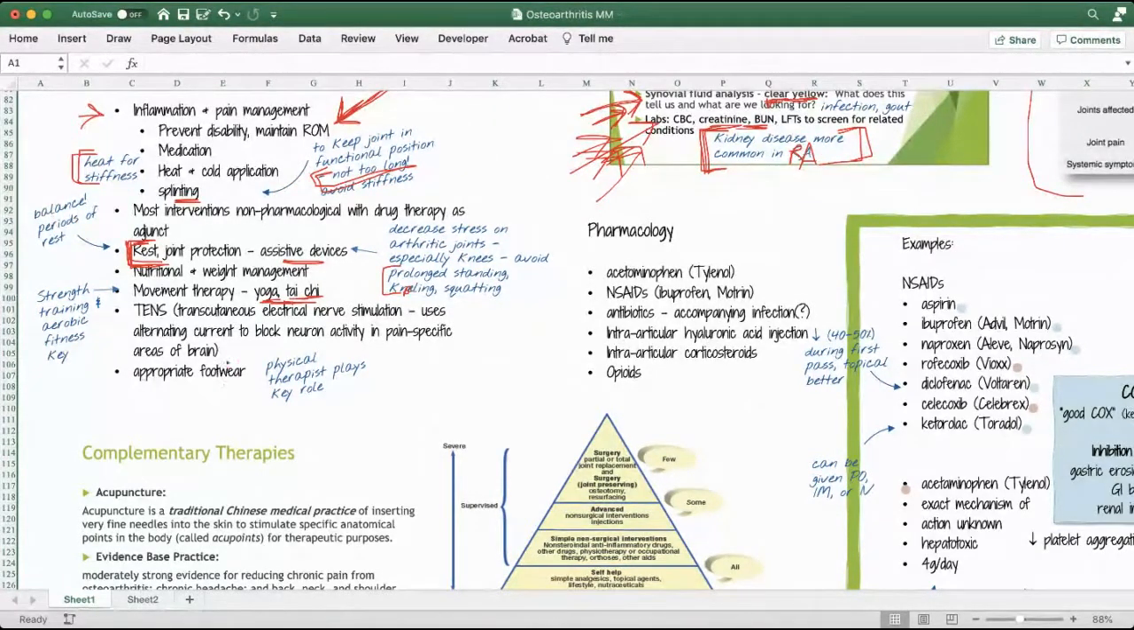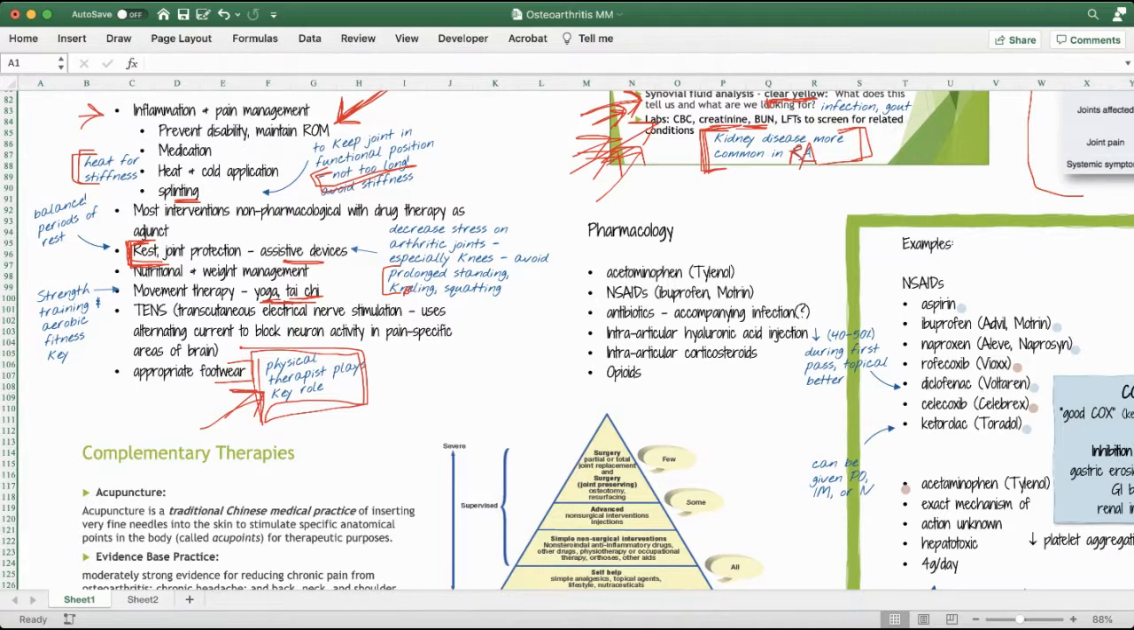And then, oh my gosh, this question comes up. Appropriate footwear is huge. And we want to work with our PT, OT. They're part of the team. So physical therapists, occupational therapists are really, really big when it comes to treating OA and OA symptoms.